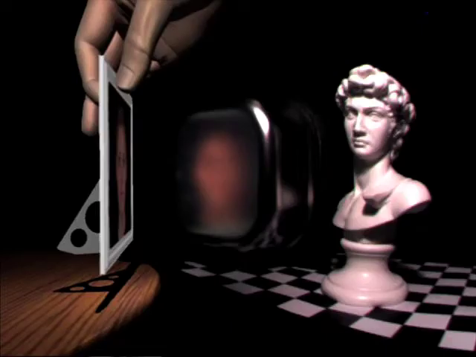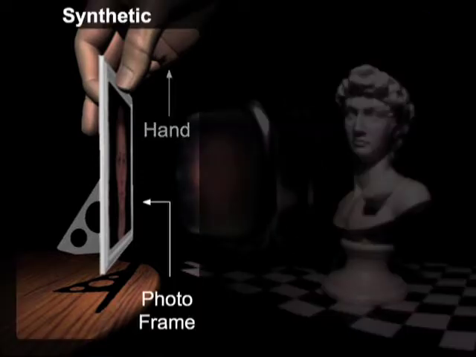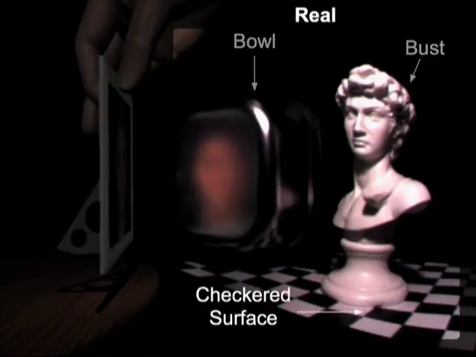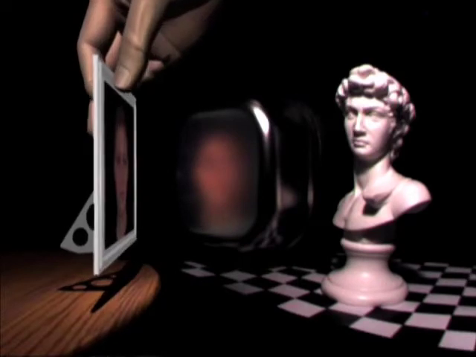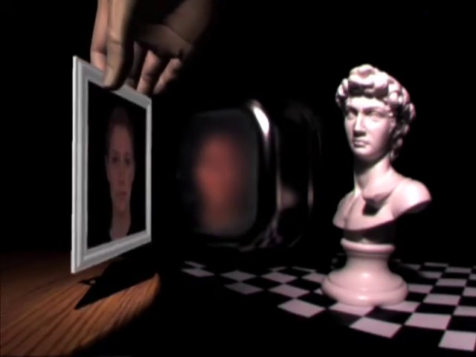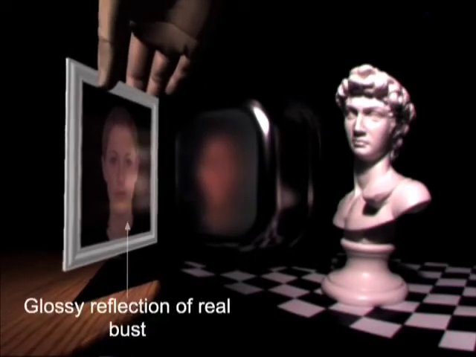We now introduce a scene that demonstrates specular reflections shared between real and synthetic objects. The scene consists of a synthetic hand holding a photo frame above a wooden table and a real shiny bowl and bust placed on a checkered surface. A glossy reflection of the synthetic photo is visible on the bottom of the shiny bowl, and as the photograph rotates towards the viewer, a reflection of the bust becomes visible.